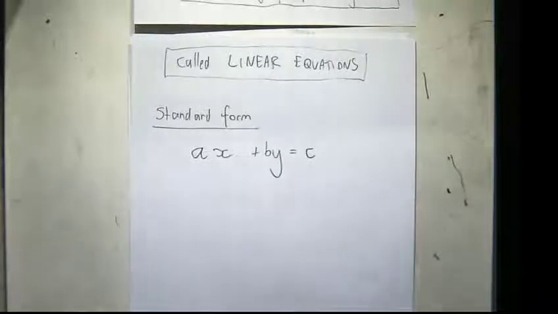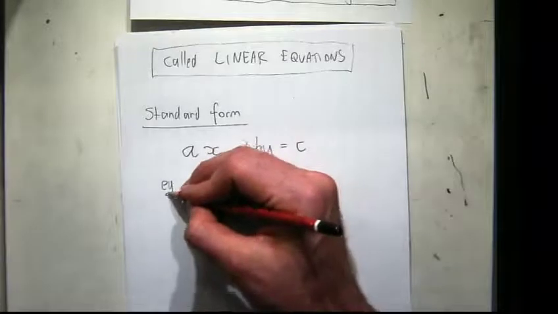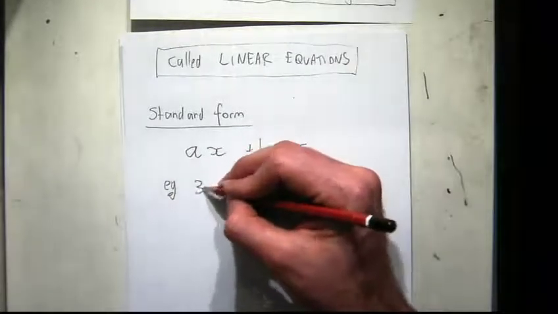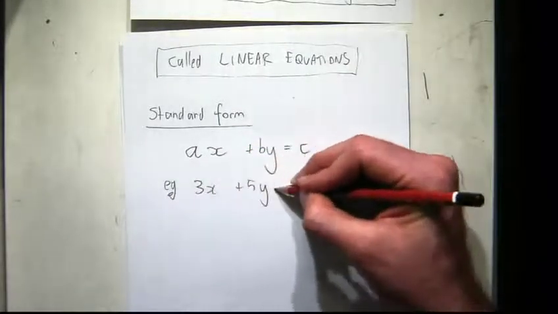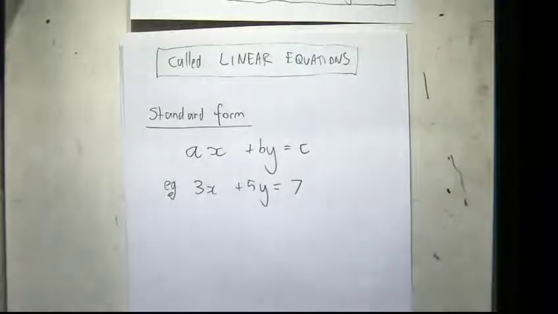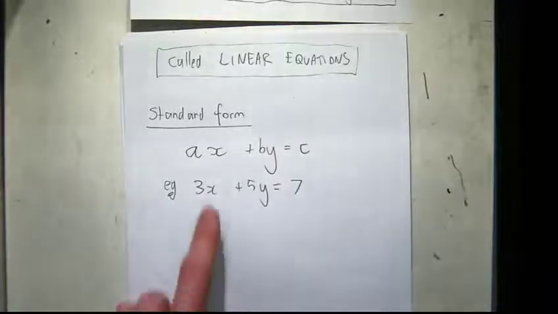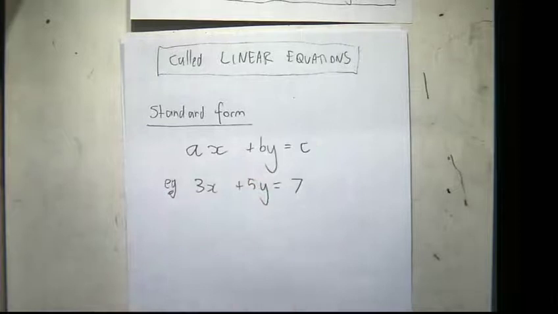Now the a and the b and the c are numbers, I just don't know what they are today, and they're allowed to be negative and they're allowed to be 0. The only thing you're not allowed to have is 0 equals 0 because that doesn't tell you anything about x and y. So for example, 3x plus 5y equals 7. It's a perfectly good line, okay? Because the a is 3, the b is 5, and the c is 7.